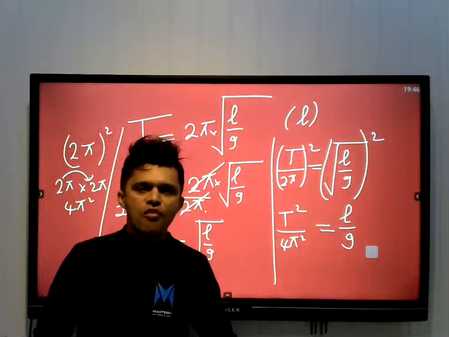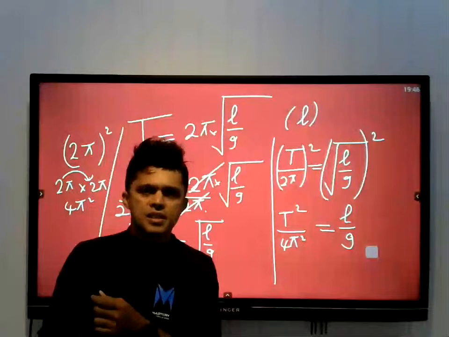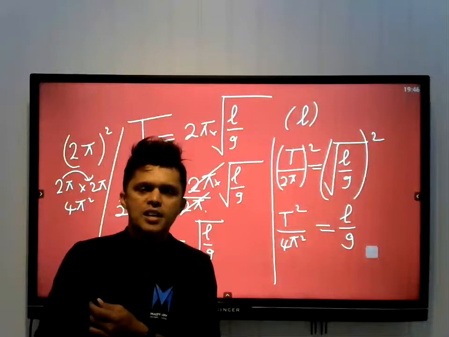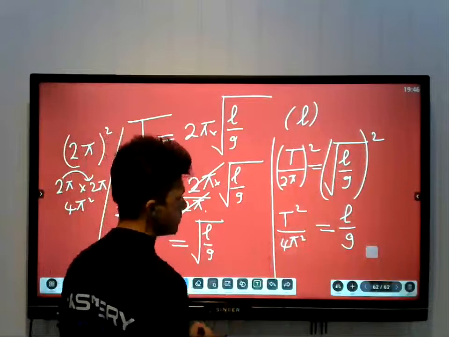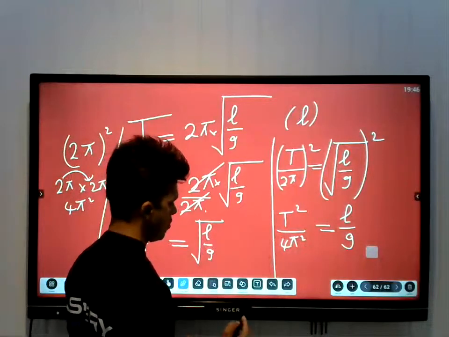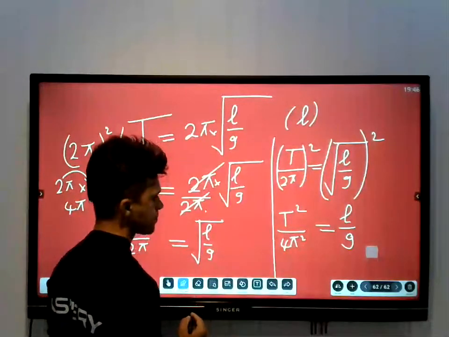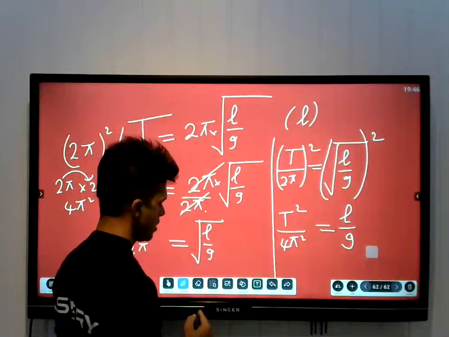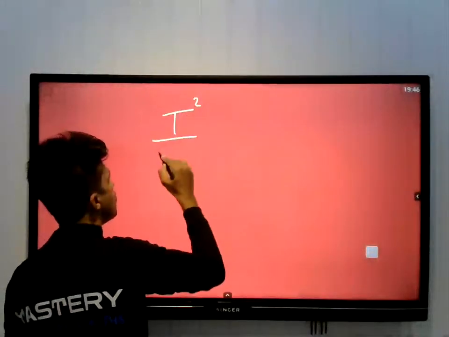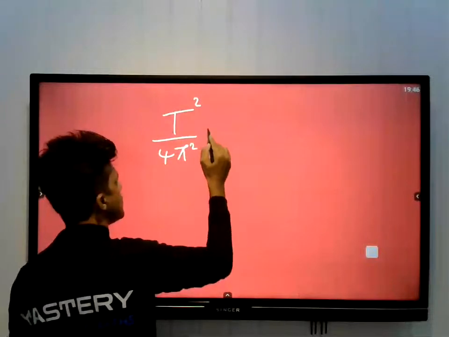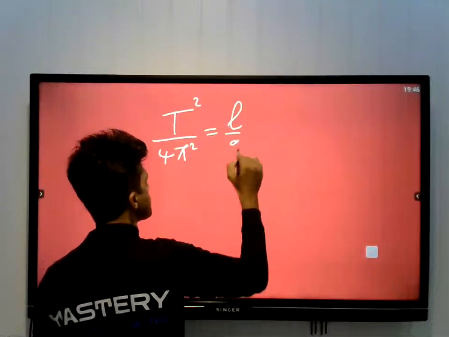t square over 4π square equals L over g. We have to write the term L as the subject. Okay? How can you write this? t square over 4π square equals L over g.